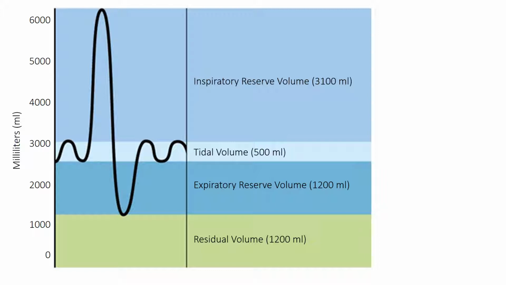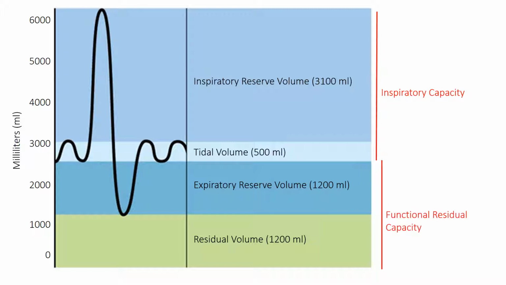Any two or more of these volumes added to each other represents a respiratory capacity. Like, if we add tidal volume and inspiratory reserve volume, we get the inspiratory capacity. Think about this as the biggest single breath in that you could possibly take. Allow yourself to exhale, and then immediately take your biggest breath in. That's your inspiratory capacity. Our functional residual capacity is the combination of expiratory reserve volume and residual volume.